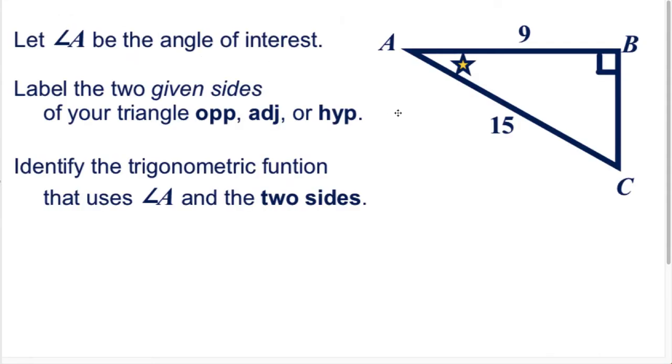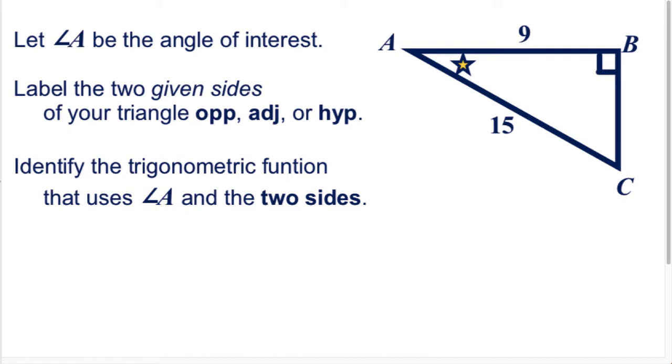Now let's actually try to find the angle measurement. Let's say A is the angle that we're looking for, or the angle of interest, so we put a star here. This is what we want. The two sides given to us are this 9, which is AB, and this 15, which is AC. The first thing you have to do is identify and label the two sides that are given to us.